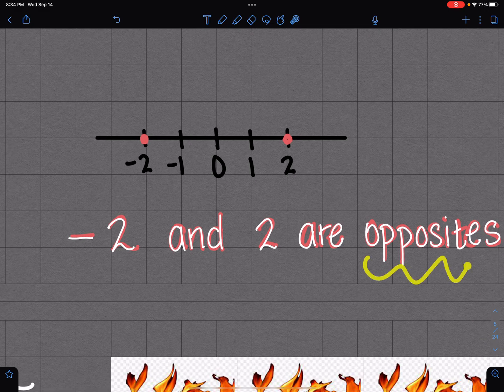This is just a review of opposites. If you have a +2, the opposite of that is -2. The opposite of -1 is +1. Easy. So if you add them together, they're going to equal 0. Those are opposite numbers. All right.